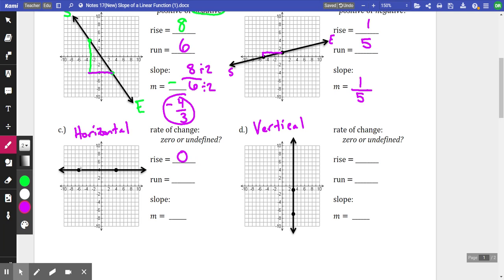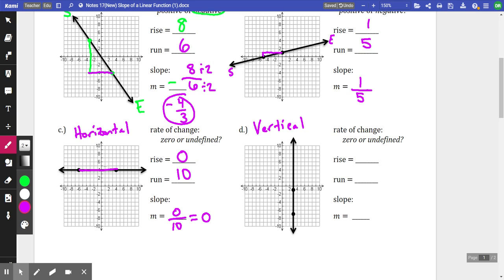However, the run, how much do we go over? We go over 1, 2, 3, 4, 5, 6, 7, 8, 9, 10. So writing this as a slope, rise over run, this would give us 0 over 10, which if you need to, you can put that into a calculator, but that reduces down to just 0.